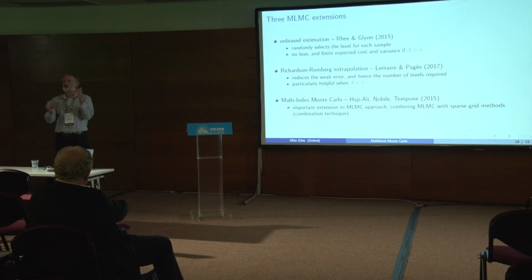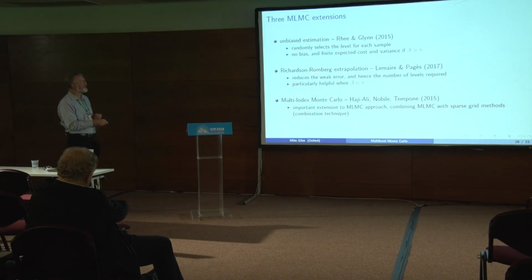They don't say, we're going to go up to level capital L and never go beyond that. Instead, for each individual sample, they randomly determine which level of resolution they are going to use in order to perform the calculation. And so they have to have a probability distribution as to the probability they're going to work on level 0, the probability they're going to work on level 7. And it relies on the fact that beta is greater than gamma in order to end up with something that has absolutely no bias, but does have finite expected cost and finite variance.